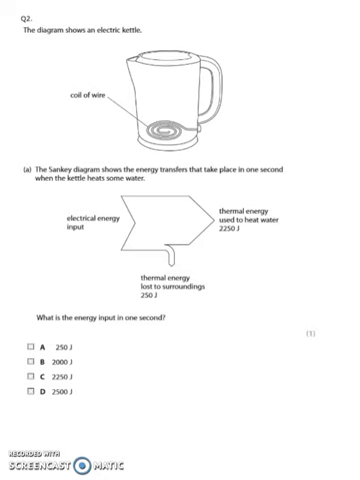This is Trial Exam 2019, ST&SP paper question number 2. So we've got a diagram with an electric kettle and it's got a coil of wire in the bottom. The Sankey diagram shows the energy transfers that take place in 1 second when the kettle heats some water.